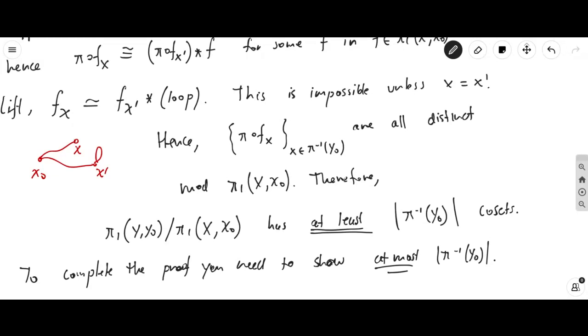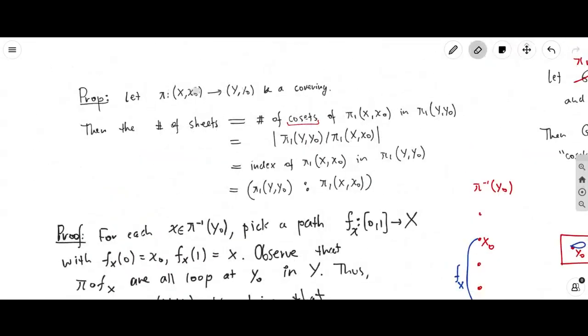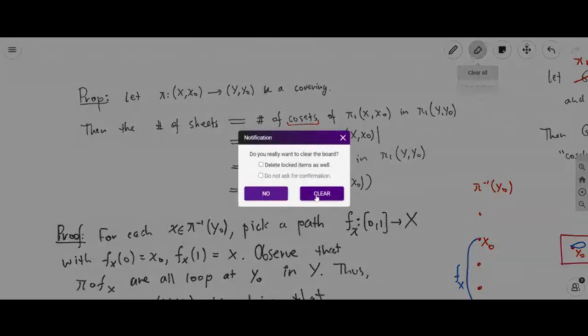So I'll just stop it here because I think I already gave you the most important idea in this argument. But this is a really nice result, that the number of sheets, this is topological, and the number of cosets is algebraic. And we have this nice relationship between algebra and topology. And now we're going to get to how you determine all of the coverings of a topological space.